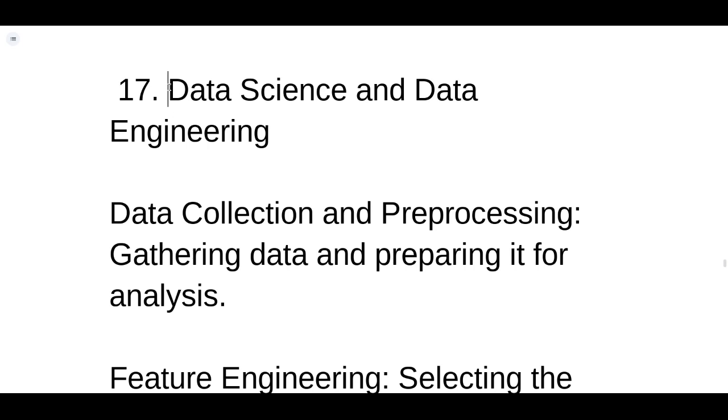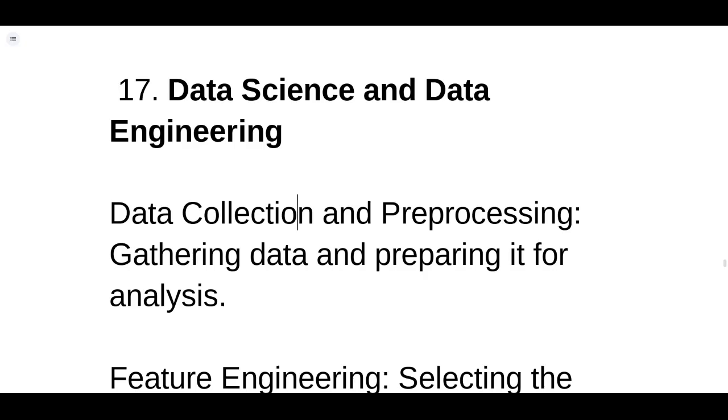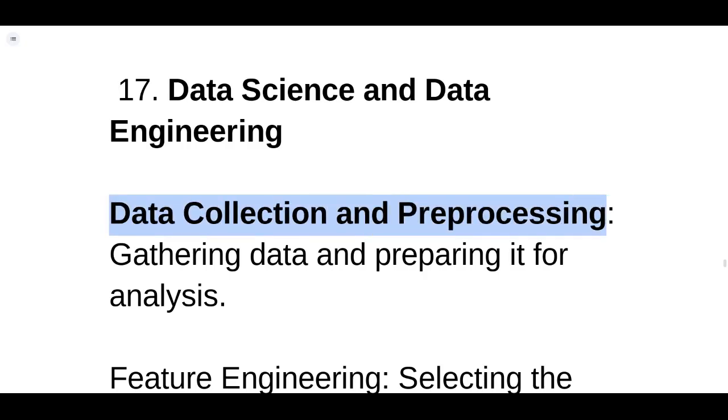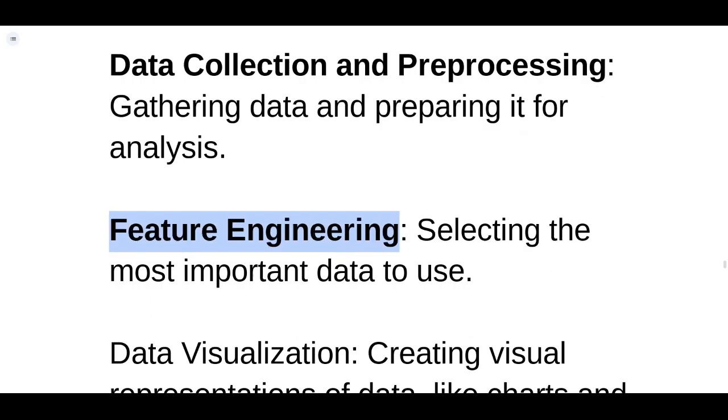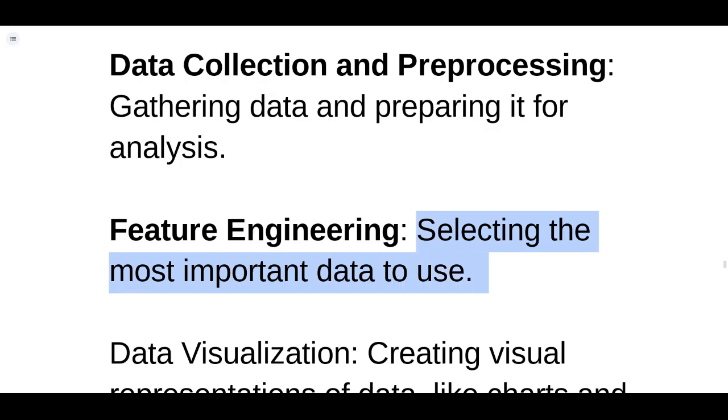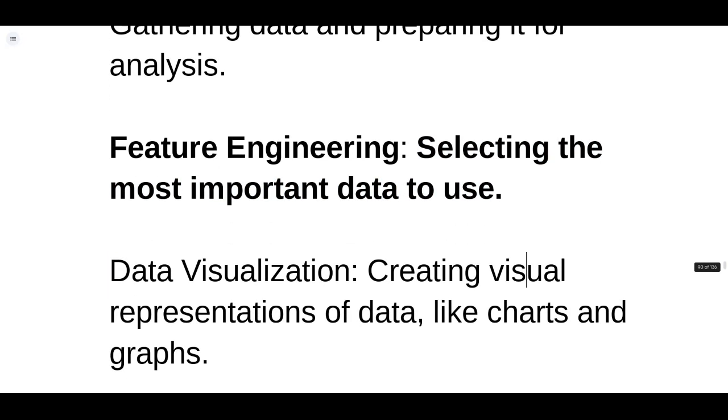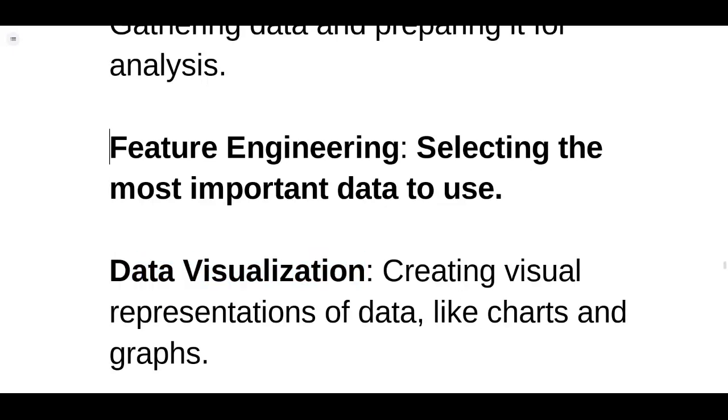Okay, so the next section, in continuation of the previous ongoing series of readings, will now deal with data science and data engineering, data collection and pre-processing. So within data science and engineering, we have data collection and pre-processing, which means gathering data and preparing it for analysis. Then feature engineering, very important, selecting the most important data to use. Data visualization, creating visual representations of data like charts and graphs.